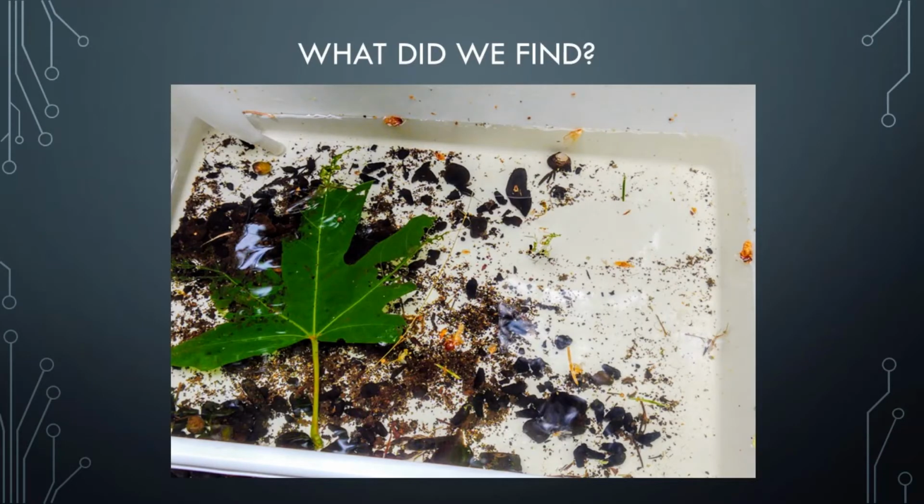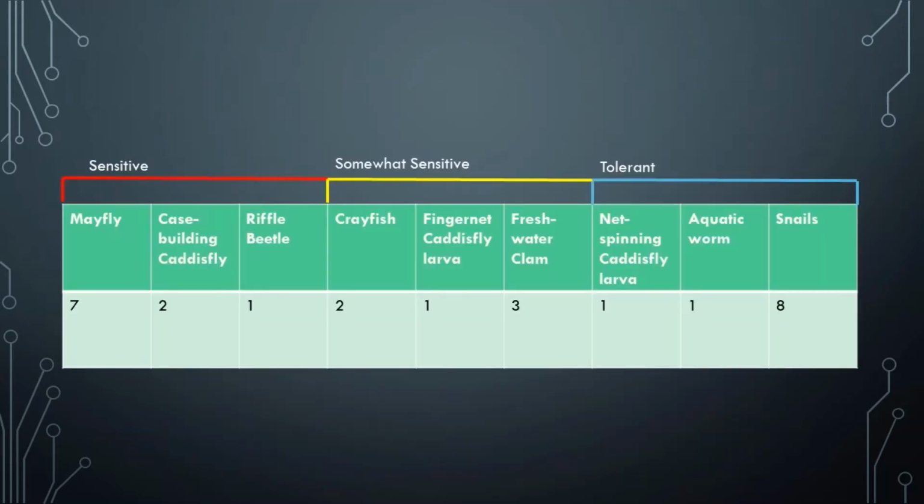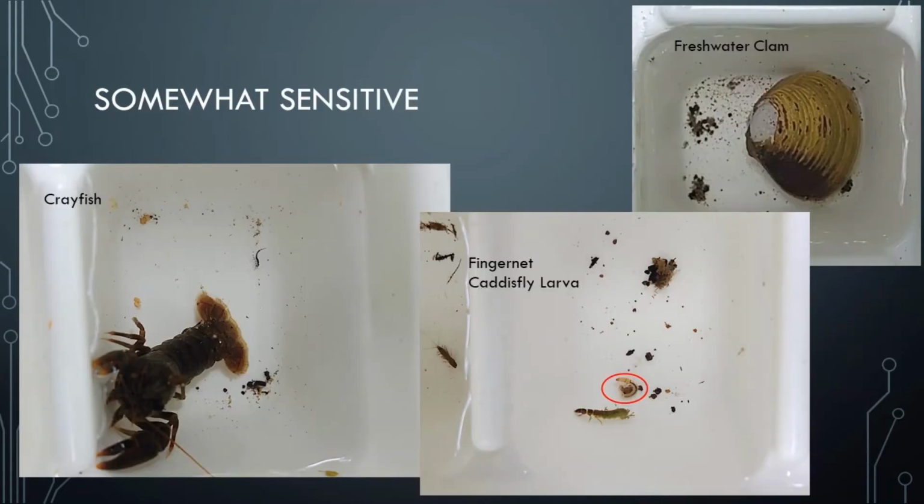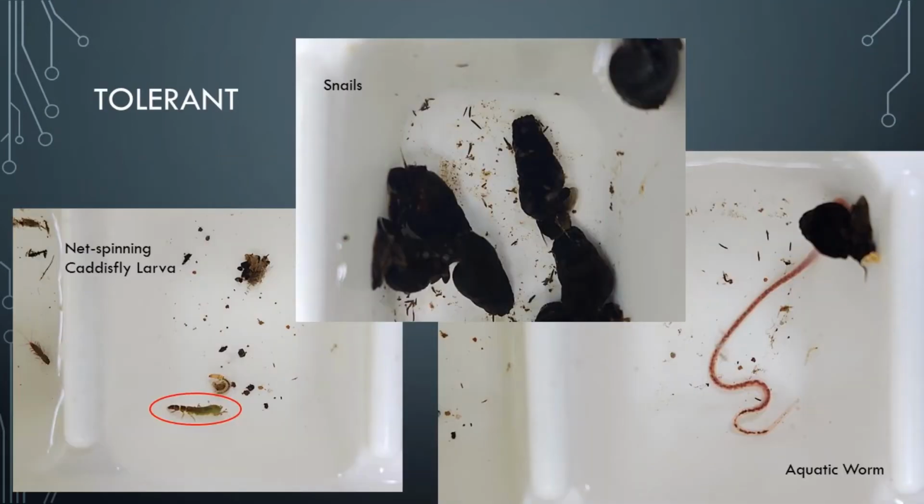So what did we find during our 30-minute survey at Leach Botanical Garden along Johnson Creek? We found macroinvertebrates of all sensitivity categories. We found 7 mayflies, 2 case-building caddisfly larvae, and 1 riffle beetle in the sensitive or intolerant section. We also found 2 crayfish, 3 freshwater clams, and 1 fingernet caddisfly larva in the somewhat sensitive section. We found 1 net-spinning caddisfly larva, 1 aquatic worm, and 8 snails in the tolerant section.